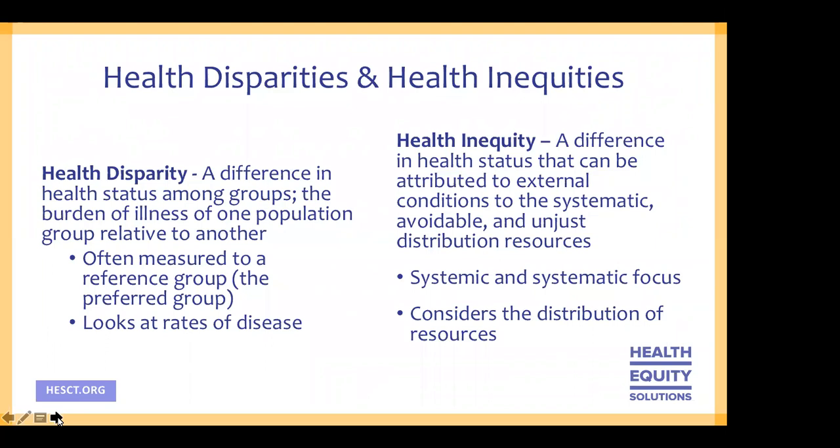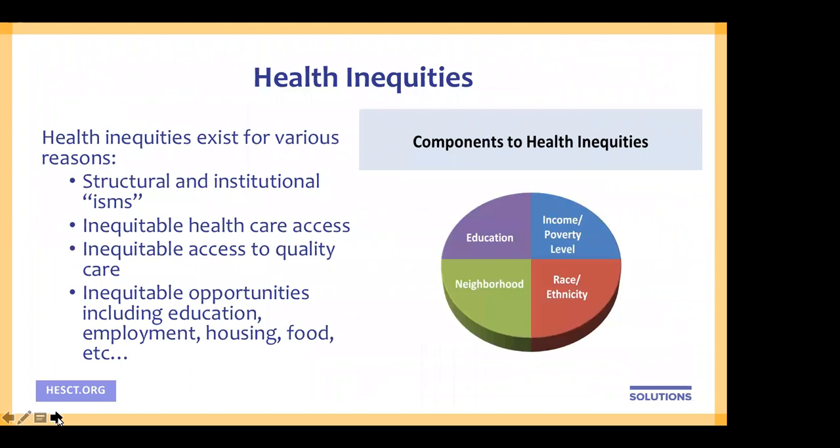Health inequities have systemic roots and are long standing in our society. So they exist for a variety of reasons. There are structural institutional isms, and when I say isms, again here, racism, sexism, genderism, ableism, any of the different isms that exist in our society. But it also connects that we use those isms to then dictate the inequitable access to healthcare, inequitable access to quality care, even if we do have health insurance or healthcare access, and then the inequitable opportunities that exist in our society that are rooted in education, employment, housing, food, and et cetera.